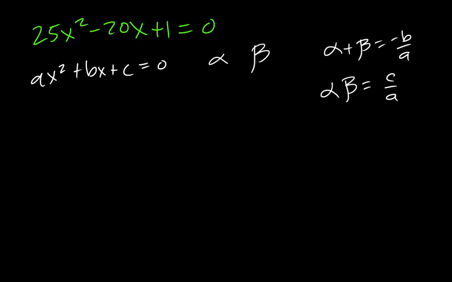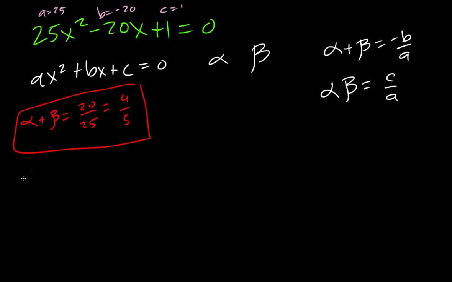Alright, so the first part's pretty straightforward. We just plug this in. So a is 25, b is negative 20, and c is 1. If we add the roots together, we'll get negative b over a. And so negative b is 20, a is 25. And so if we simplify that, that's 4/5. Now alpha times beta is going to be c over a, so we're going to get 1 over 25.